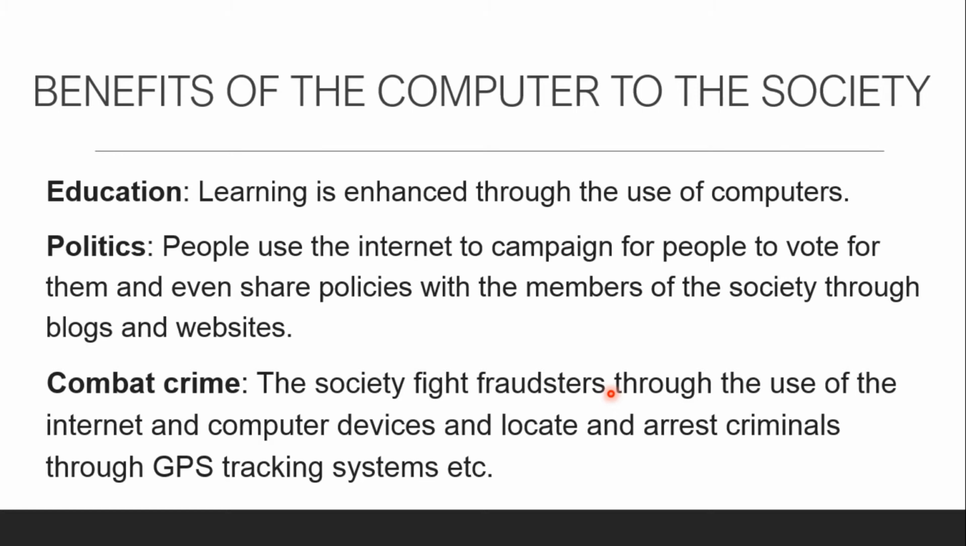If you're looking for a church, a school, the name of a place, anything, you can use your GPS to track that. You can use your GPS to track phones, cars, and individuals. Through the use of computers, you can easily combat crime, and it can help solve a lot of crime also. So there are so many benefits of computers to the society, but we just want to select these few to talk about today, so that we can go and look at some disadvantages of using computers in the society.